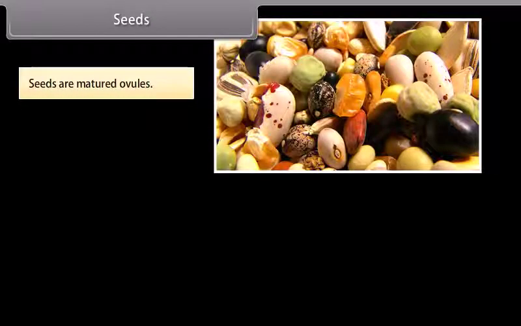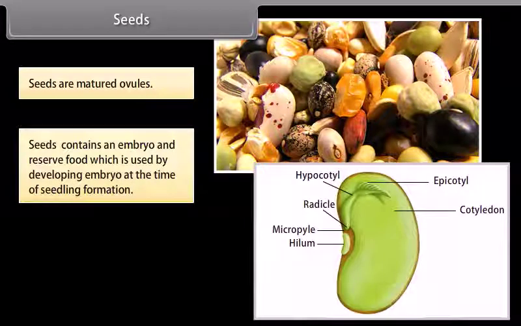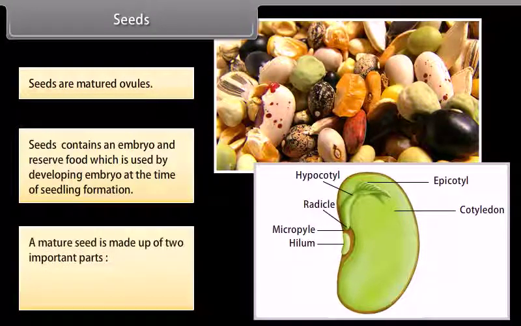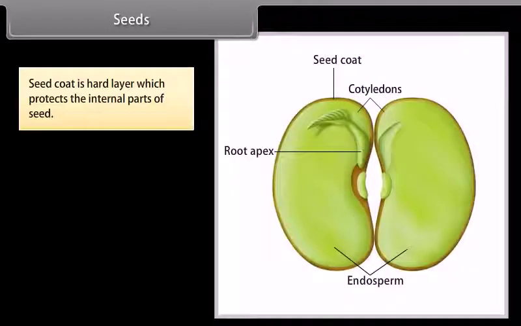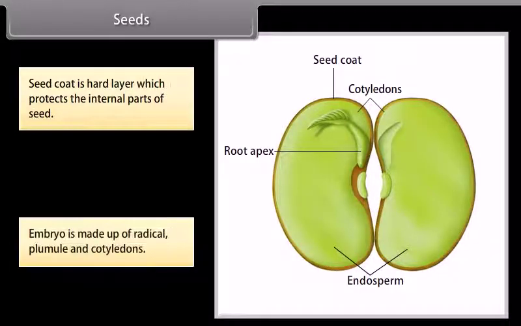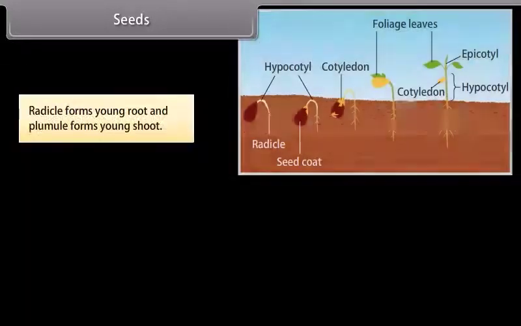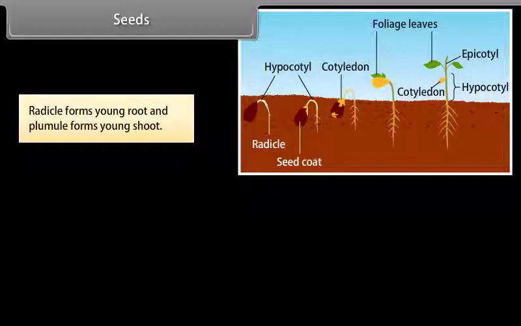Seeds. Seeds are matured ovules. Seeds contain an embryo and reserve food which is used by the developing embryo at the time of seedling formation. A mature seed is made up of two important parts: seed coat and embryo. Seed coat is a hard layer which protects the internal parts of the seed. Embryo is made up of radicle, plumule and cotyledons. Radicle forms the young root and plumule forms the young shoot.